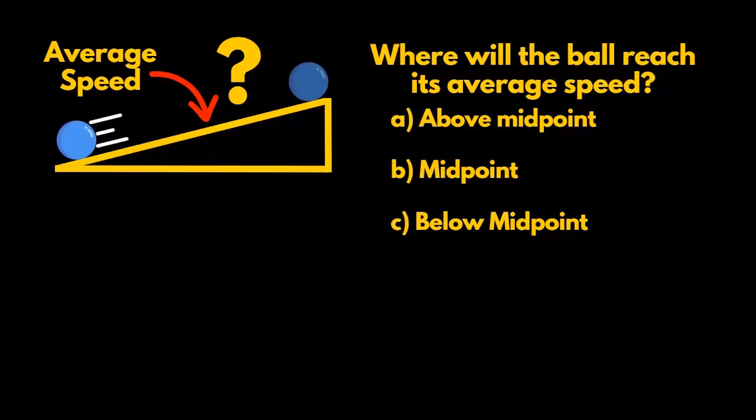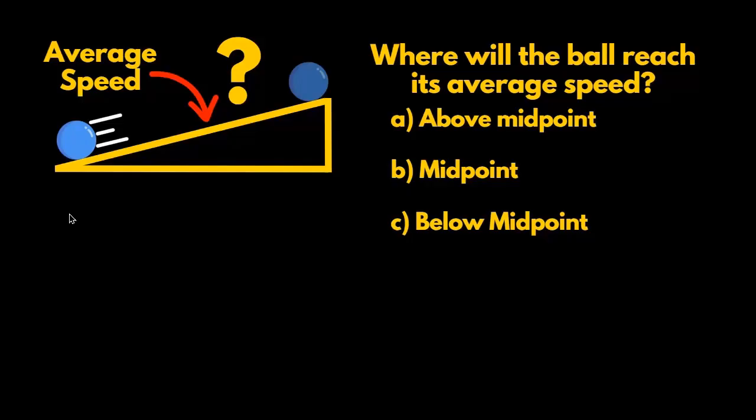When a ball rolls down a ramp, at some point it reaches its average speed. So the question we want to ask is, where will the ball reach its average speed? Will that occur at the midpoint of the ramp? Will it occur above the midpoint? Or will it occur below the midpoint?